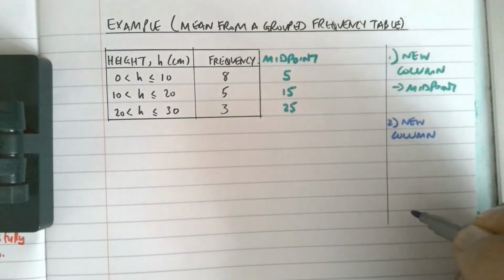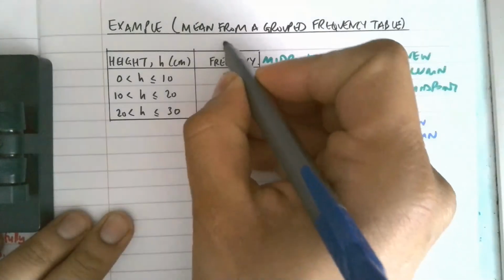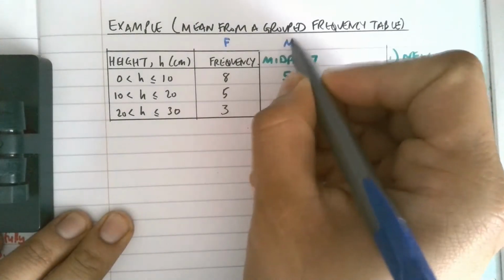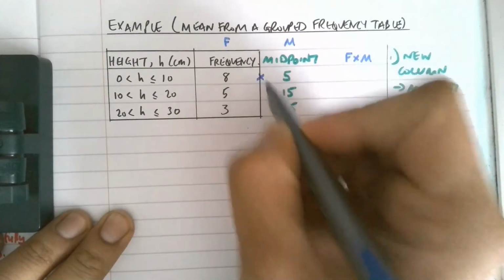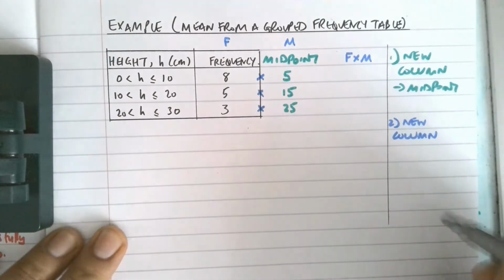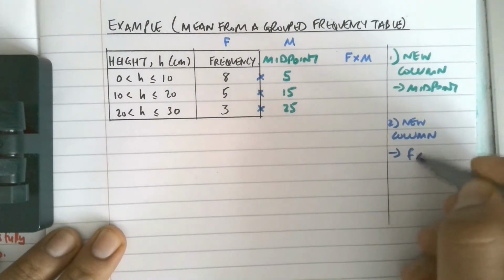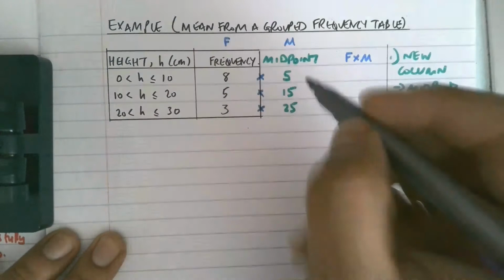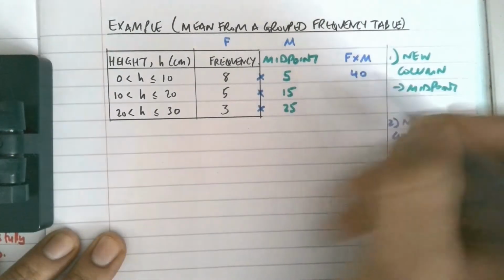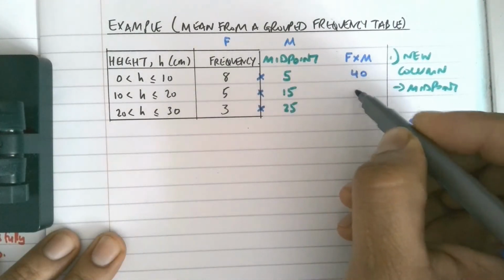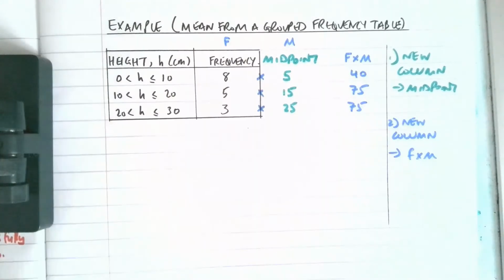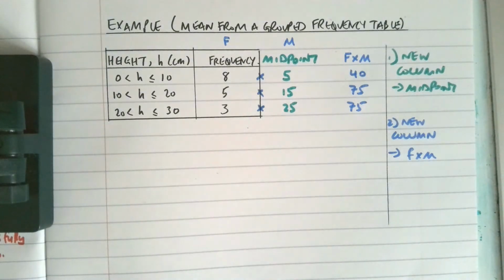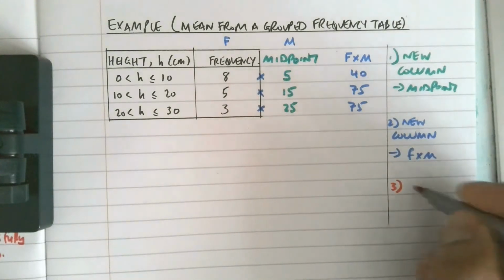So if we're assuming that 8 plants have a height of 5 centimeters, then we can total the heights of the bushes, right? We do that by adding a new column again, f times m. That's going to be the frequency times the midpoint, and then we're just going to multiply across. We're going to go 8 times 5, which is 40, 5 times 15, which is 75, and 3 times 25, which is 75. So if we have 8 plants that are 5 centimeters tall, they have a total height of 40 centimeters. If we have 5 plants that are 15 centimeters tall, then they have a total height of 75 centimeters.